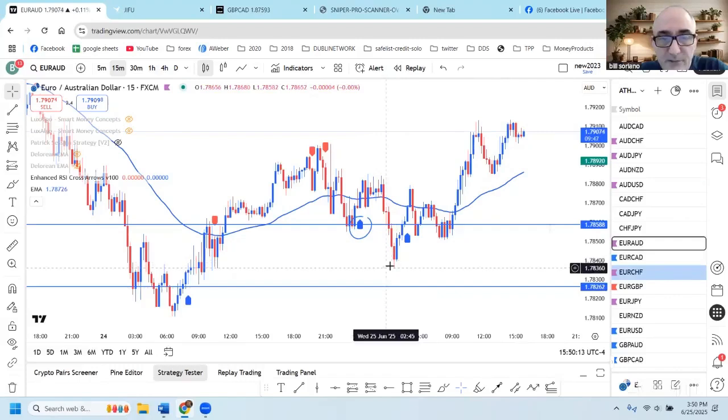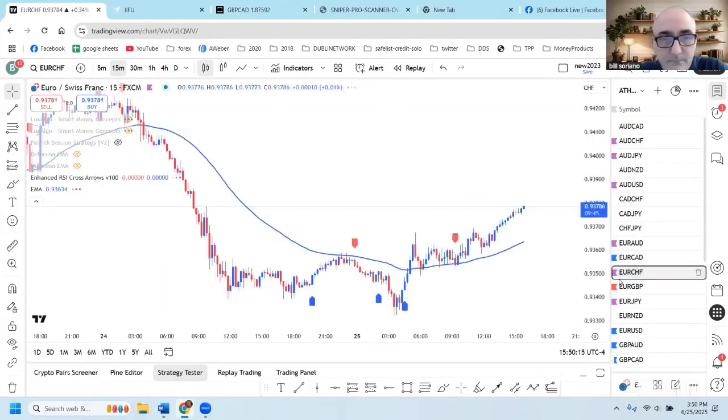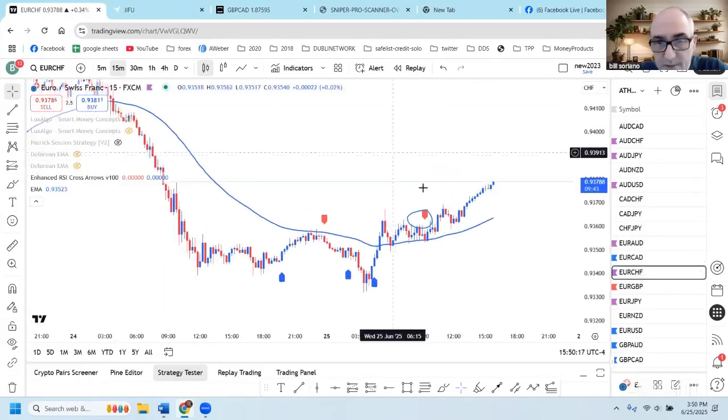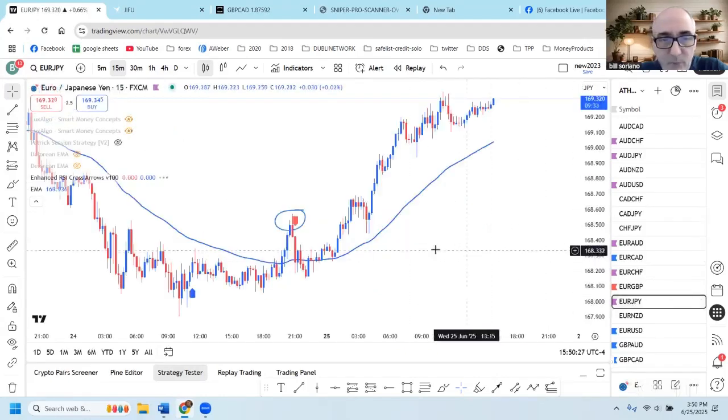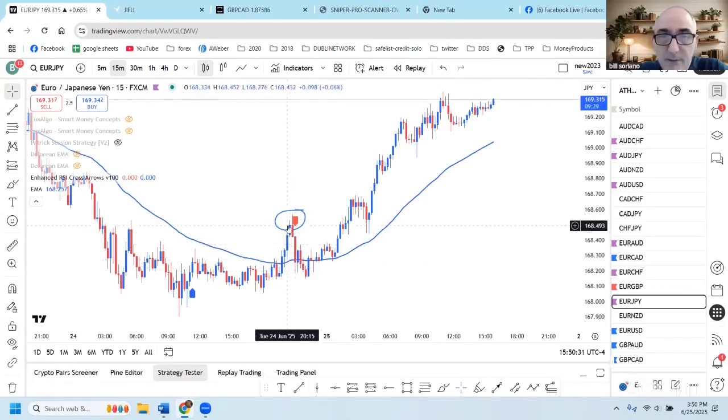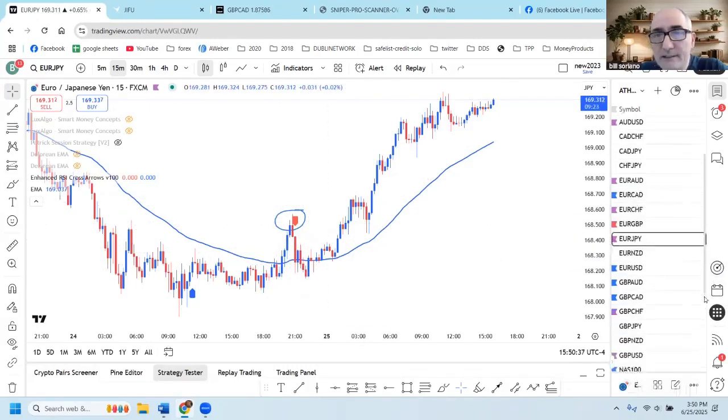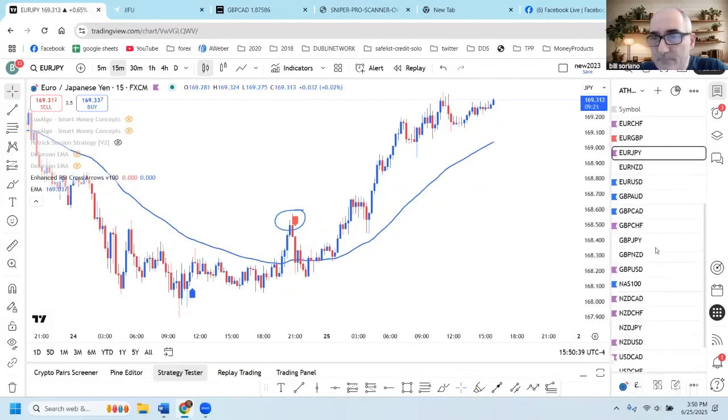EUR CHF. Here's one here. There's a trade idea not confirmed. Price doesn't go anywhere and moves right up, stops you out. EUR JPY. Here's one here. Trade idea not confirmed by the scanner, right? Moves down a little bit, moves up, you lose 1%. Over and over again, guys. I can't make this stuff up.